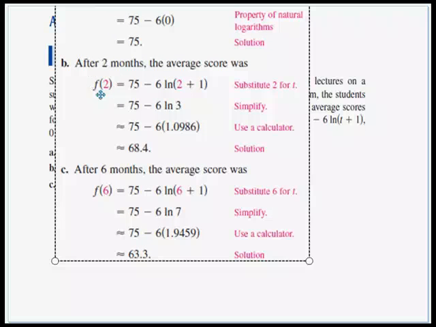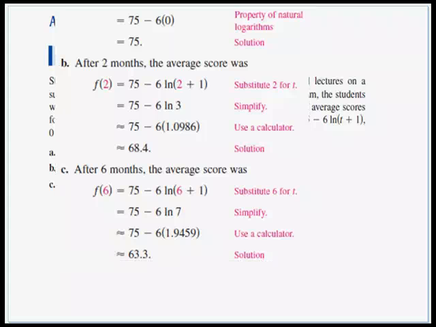Did the kids get smarter, or did they stay the same, or did they forget some stuff? So we plug in 2. After 2 months, it's now 75 minus 6 times the quantity, ln of 2 plus 1, or the ln of 3. We take that, multiply by 6, subtract from 75. Now the average score was about 68.4. So we dropped, and that's to be expected. 2 months after you hear something, you are not going to remember all of it.